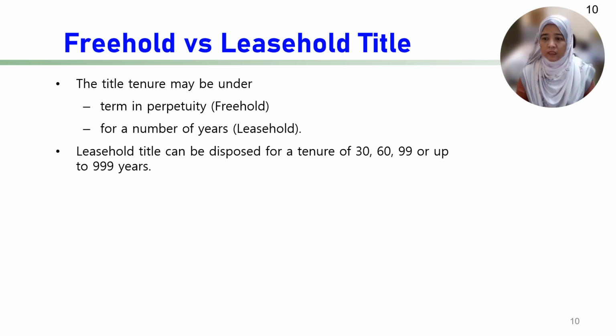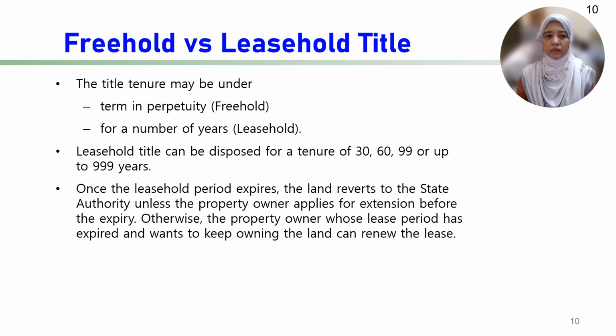Okay, so 60 years is 2 generations, 99, 3 generations. So you can be a holder of the land where you are staying, where you are doing a business for 1 generation, your own lifetime, ataupun 60 years, yours and your children, 99 years, you, your children, and also your grandchildren. 999 years, you kira lah berapa generation. And once the leasehold expires, the land reverts to the state authority.